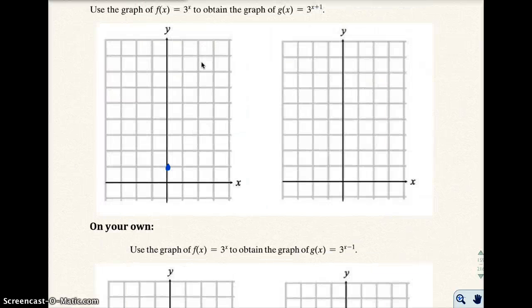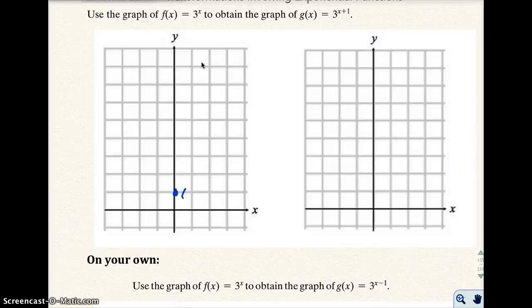So go ahead and make 0, 1 there. I'm going to label 0, 1 here because I don't have a table. If I put 1 in here for x, I get 3 to the 1, which is 3. So 1, 3 is another point. And then if I put 2 in here, it'd be 9. 3 squared is 9. So 2, 9.